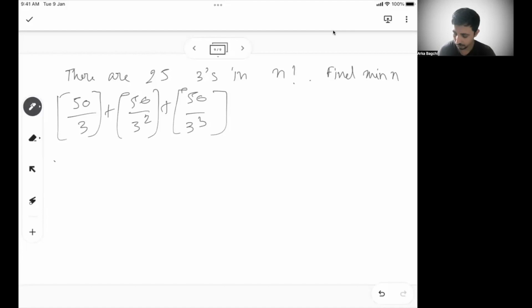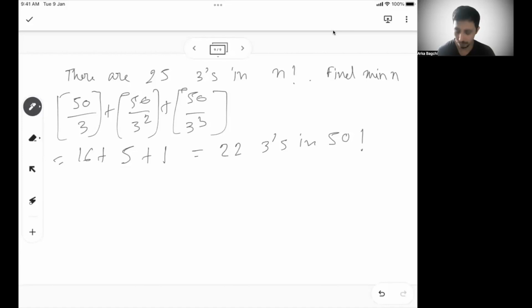You take the box values: from the first one you will get 16, from 50 by 9 you will get 5, and from 27 you will get 1. So there are 22 threes in 50 factorial. Now you can try it with 60. 60 will also have 22 threes, right?